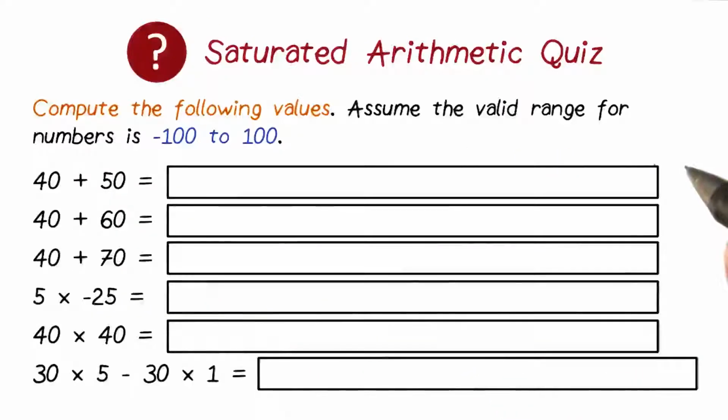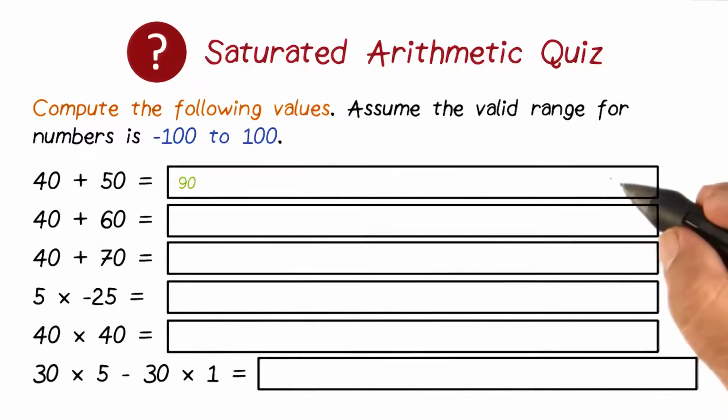Compute the following values. Assume the valid range for numbers to be -100 to +100. In those boxes, please go ahead and fill in your answers under saturated arithmetic. 40 plus 50, 40 plus 60, 40 plus 70, 5 times -25. The next one is 40 times 40, and the last one is 30 times 5 minus 30 times 1. Please go ahead and write your answers in these boxes assuming saturated arithmetic.